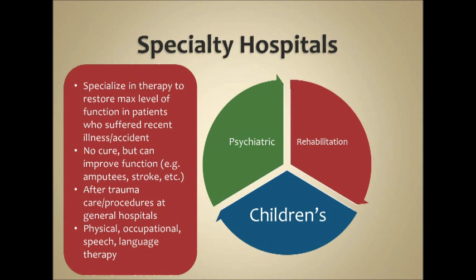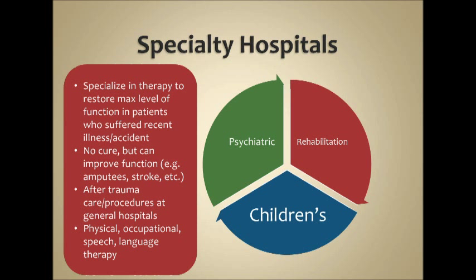Let's move on to rehabilitation specialty hospitals. Now, when they have to meet their requirements, they're looking at a different set of requirements, right? So they specialize in therapy to restore the maximum level of function to patients who suffered a recent illness or accident. So even if somebody has just had their breast removed because they had breast cancer, that's really difficult to come back from. And so this could help rehab somebody from that kind of an operation.